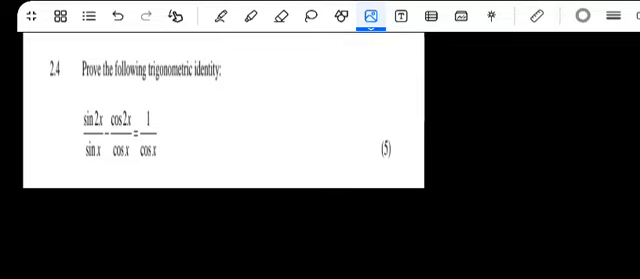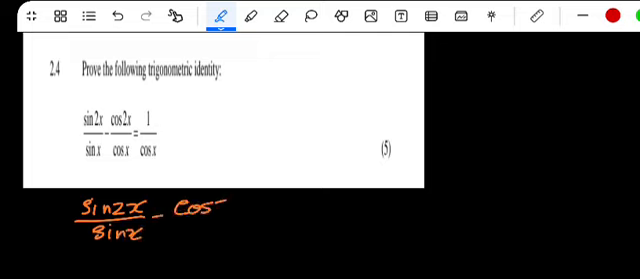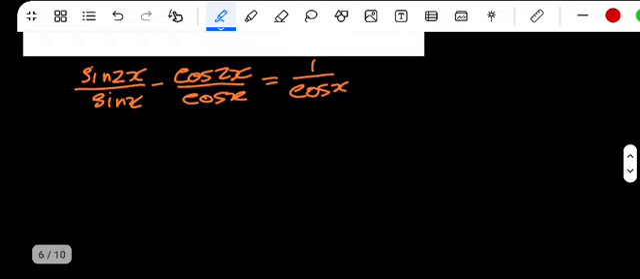Let us prove this identity, 2.4. It says prove the following trigonometric identity. We've been given sine 2x over sine x minus cos 2x divided by cos x equals 1 over cos x. This is what we have now. We have to prove this.